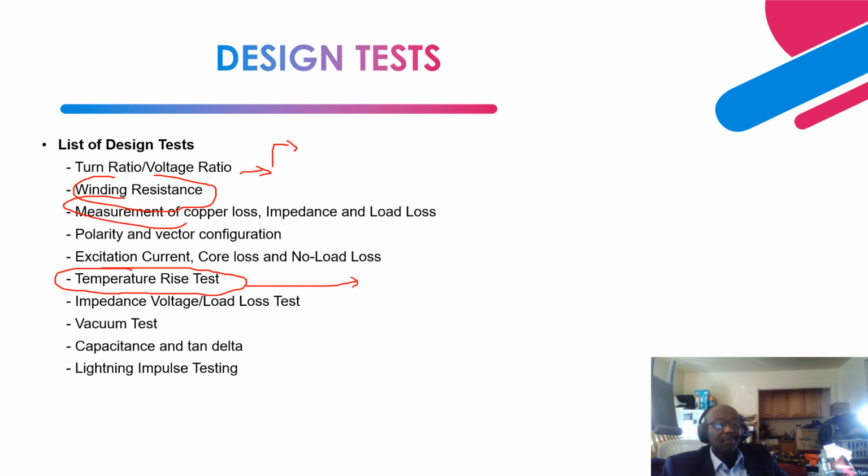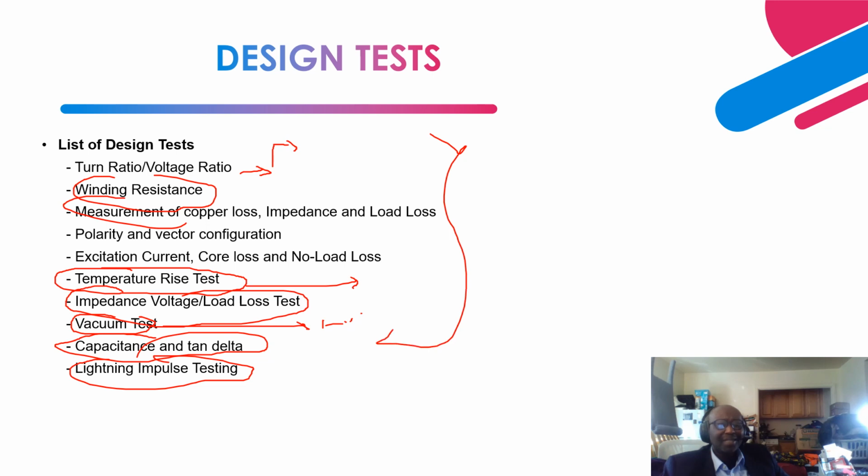Temperature rise is a typical design test that is done, and impedance voltage test, and vacuum test, which is basically to test for leaks, right? Then capacitance and tan delta, and lightning impulse test. So these are type tests for a certain type of design, making sure that that design of transformer is going to function per design, and it's going to operate reliably when it is installed in the field throughout its whole operating life cycle.